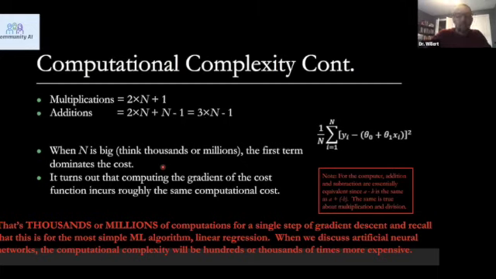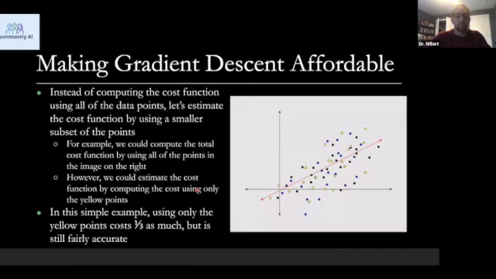So it's important to realize this because we might choose our algorithms based on how much they cost relative to how good of a solution they provide. But what we've seen is for this most simple ML algorithm, linear regression, it could get quite expensive just to compute the cost function when we have a lot of data points. So with that in mind, we might ask the question, well, how do we make gradient descent more affordable?